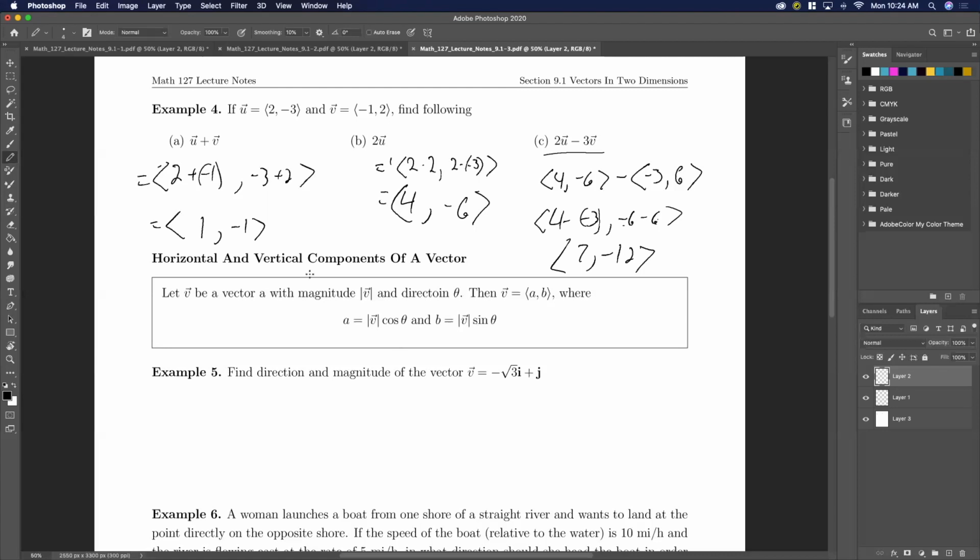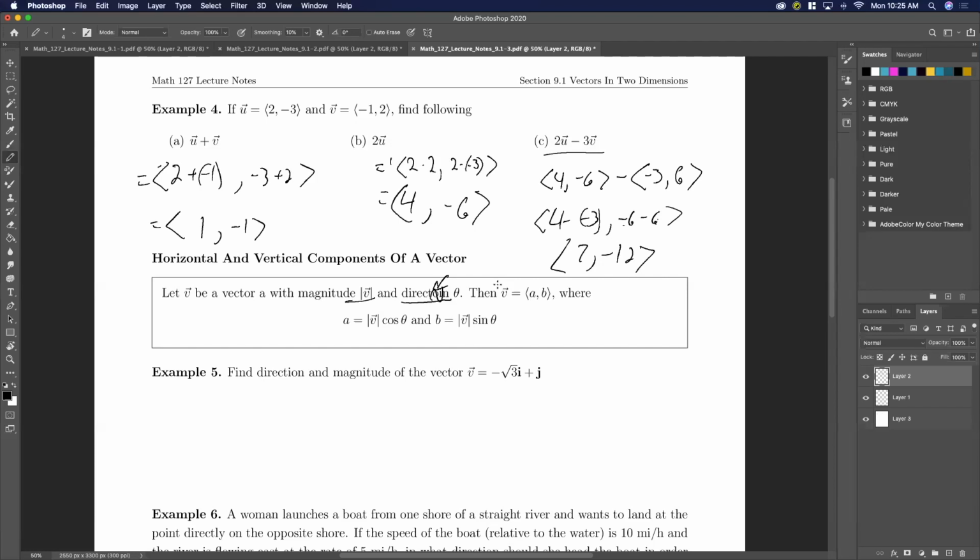So what do we have here? The horizontal and vertical components. Given a vector, it has a magnitude and a direction. Not how you spell direction. Oh boy. So I need to swap that. Note to self, double check notes the day after you do them.